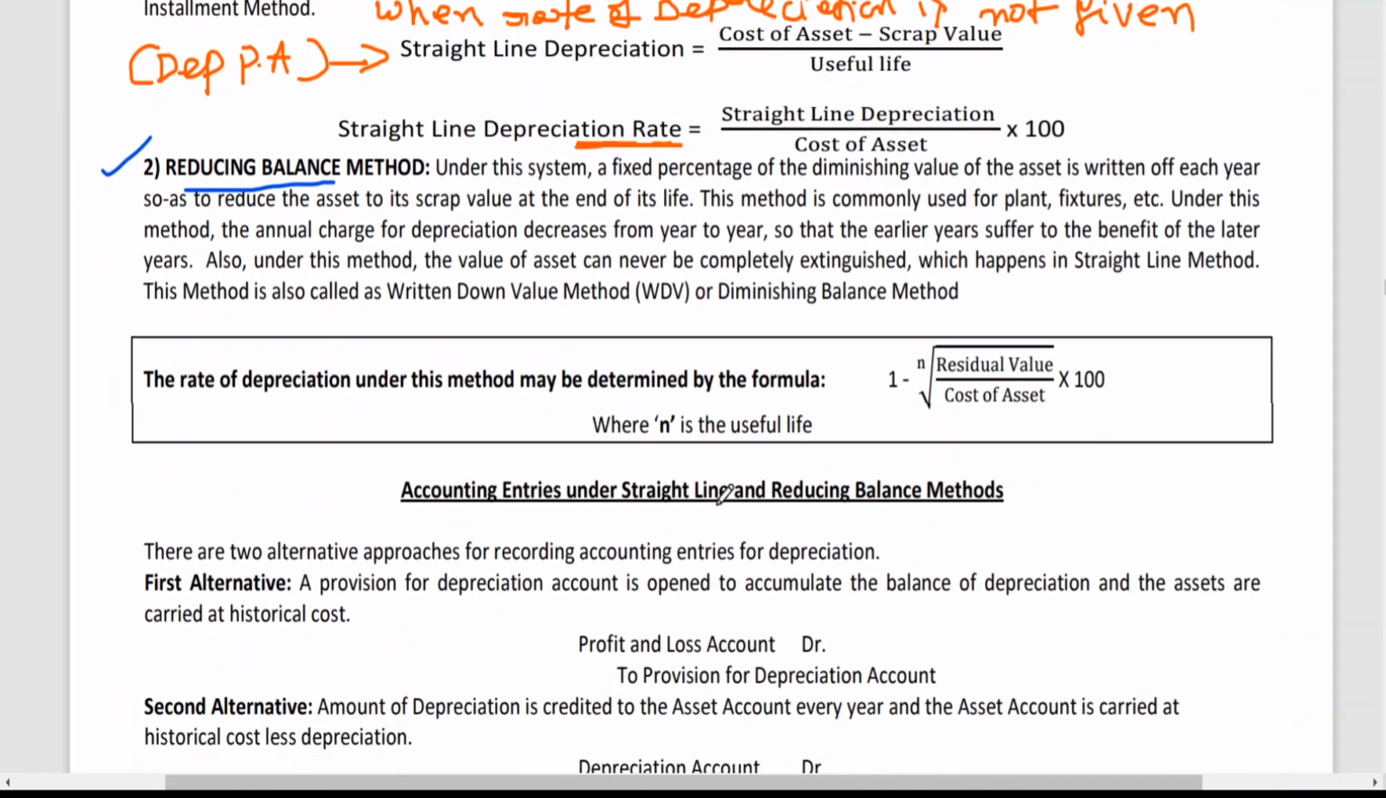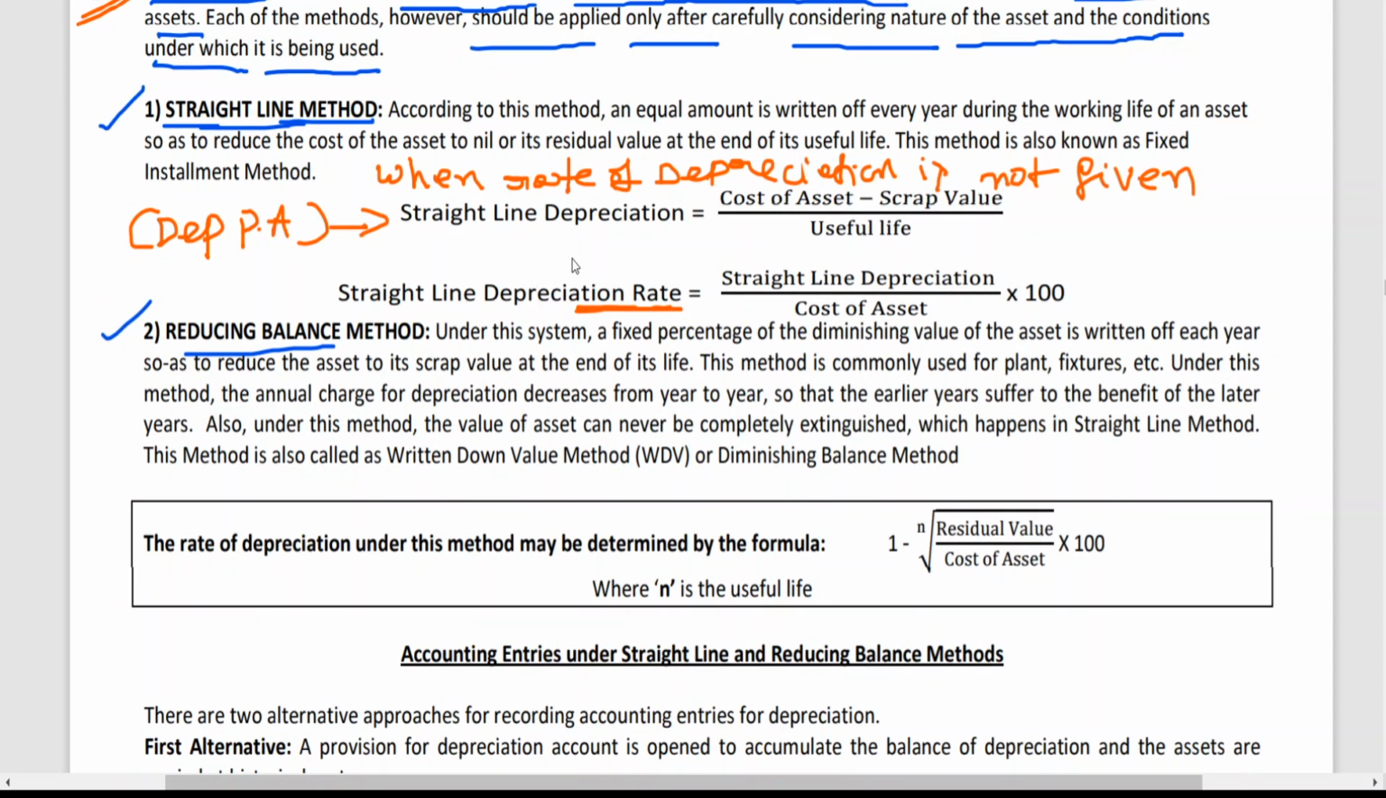Next, reducing balance method. Under this method, a fixed percentage of the diminishing value of the asset is written off each year so as to reduce the asset to its scrap value at the end of its life. Whatever estimated scrap value is there, you will be reaching that. This method is commonly used for plant, fixtures, etc. Under this method, the annual charge of depreciation decreases from year to year.